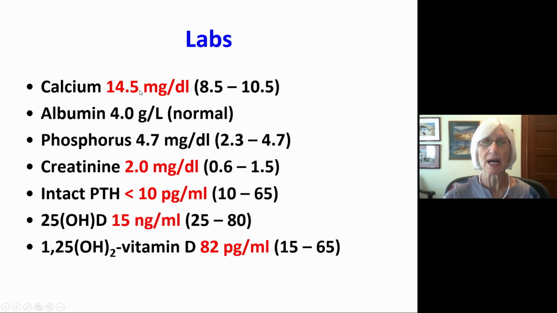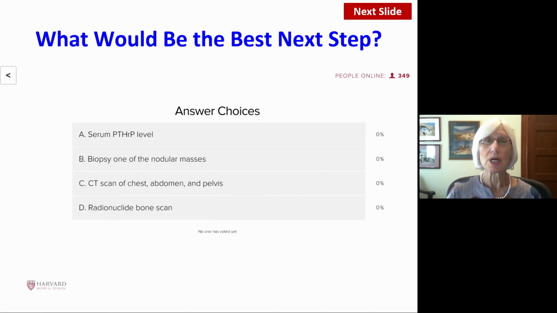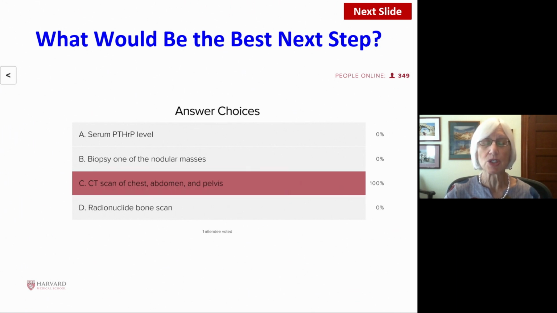Her calcium is high, her creatinine is high, PTH undetectable, vitamin D is low, and her 1,25 dihydroxy vitamin D is high. So what would be the best next step for this patient? Would you A, measure PTHrP, B, biopsy one of the nodular masses, C, do a CT scan of her chest, abdomen, or pelvis, or D, a radionuclide bone scan?